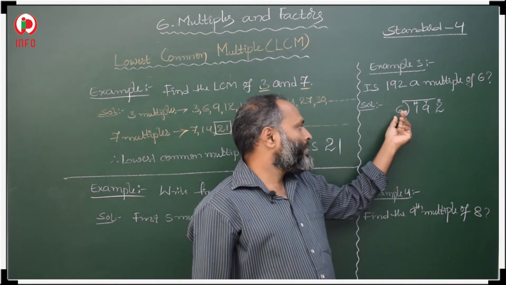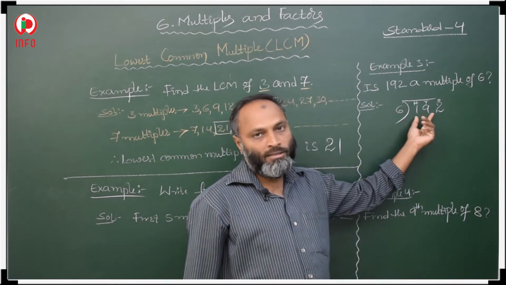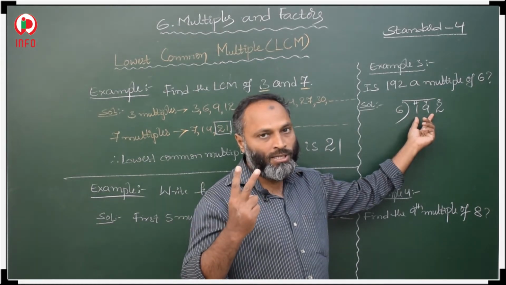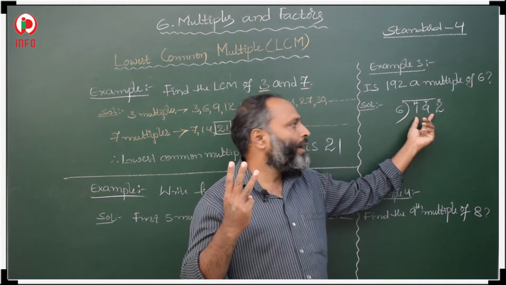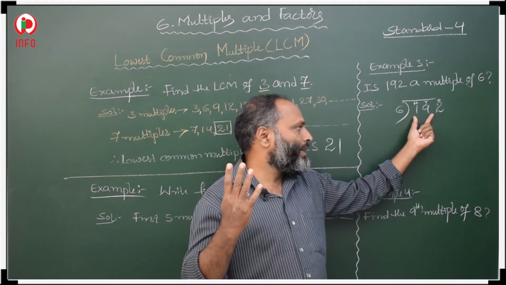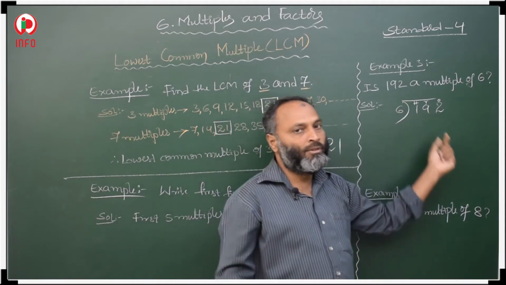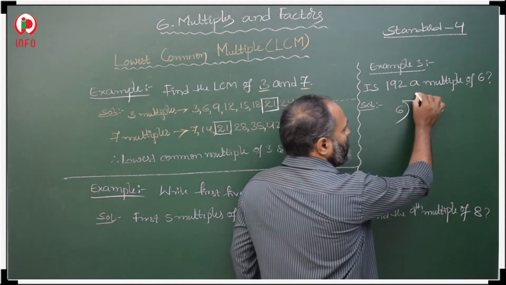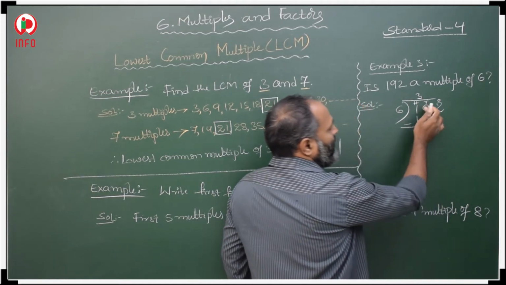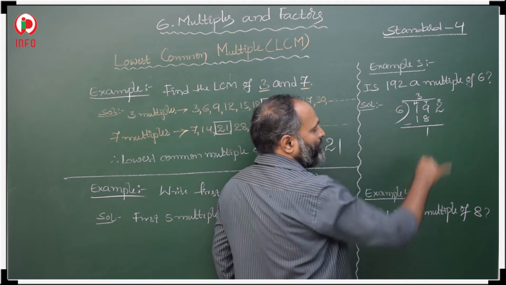In the 6 table, when you are getting 19, read your 6 table and check. 6 ones are 6, 6 twos are 12, 6 threes are 18, 6 fours are 24. 24 is greater than 19, so we have to take 6 threes, which are 18. Now 19 minus 18 is 1.